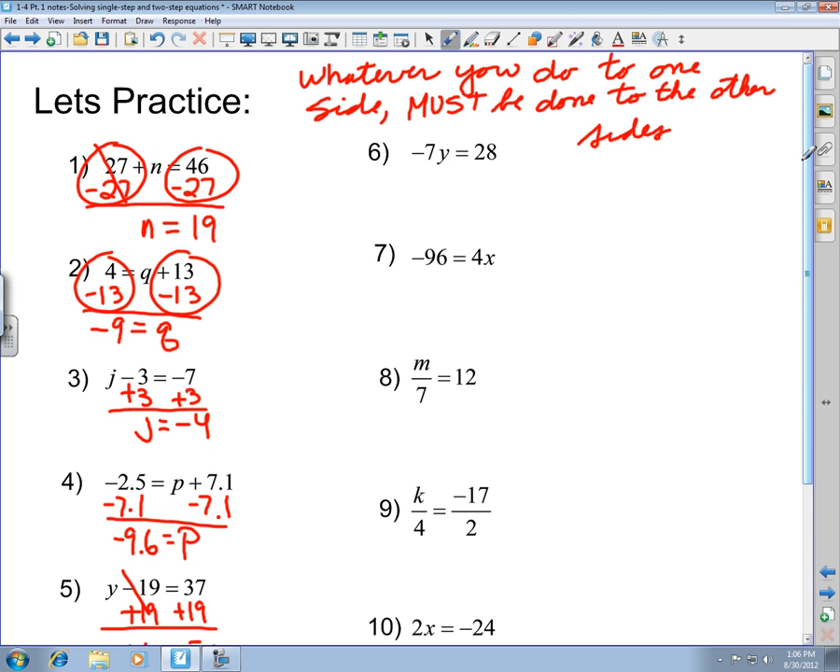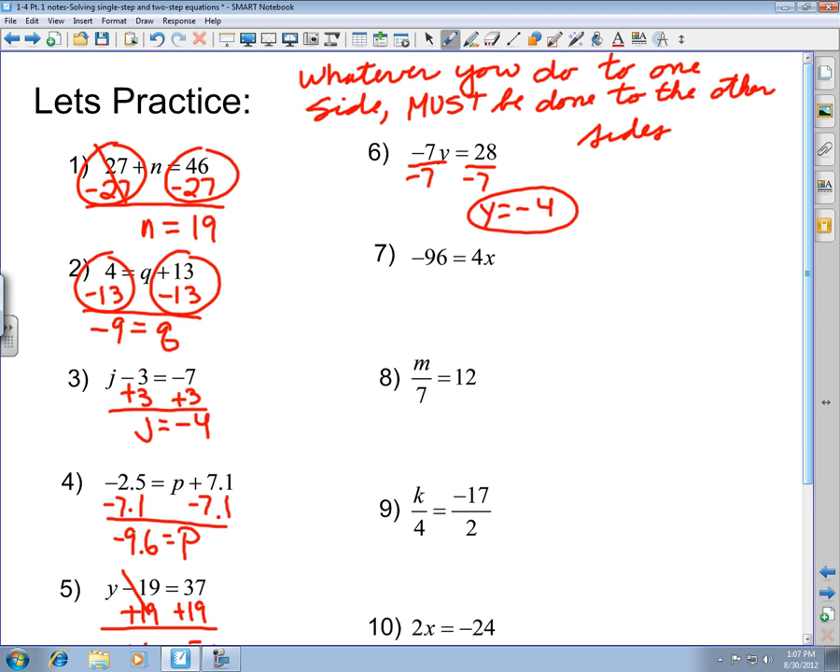Now let's work with multiplication and division, undoing those single-step equations. I've got negative 7y equals 28. What is the relationship between negative 7 and y? They're being multiplied. How do you cancel out multiplication? With division. So I'm going to divide by negative 7 on both sides. So y equals negative 4.